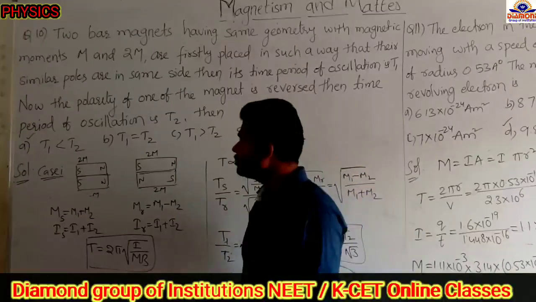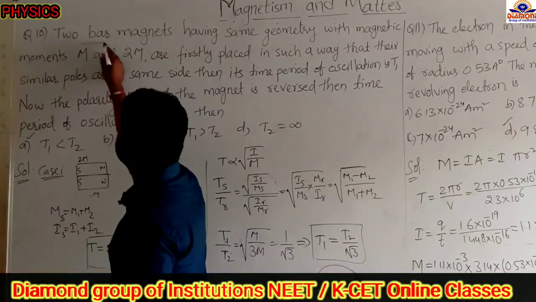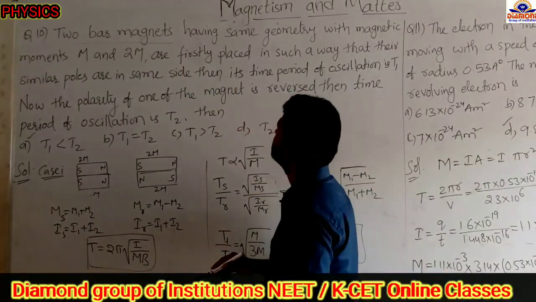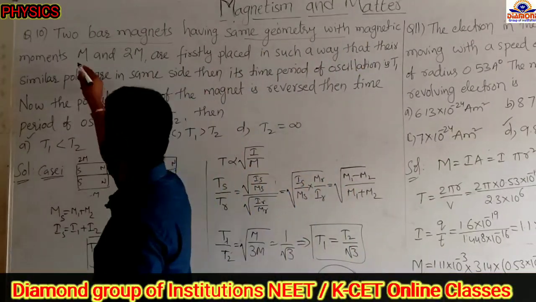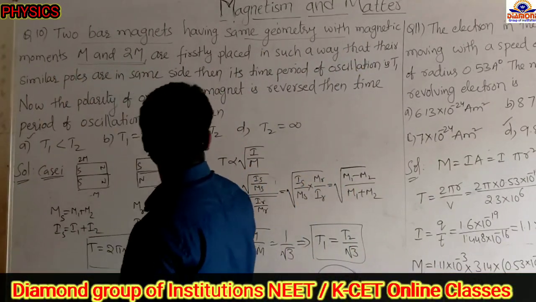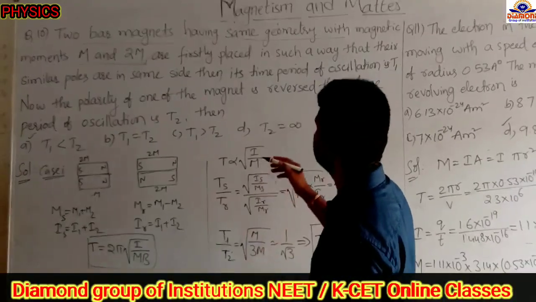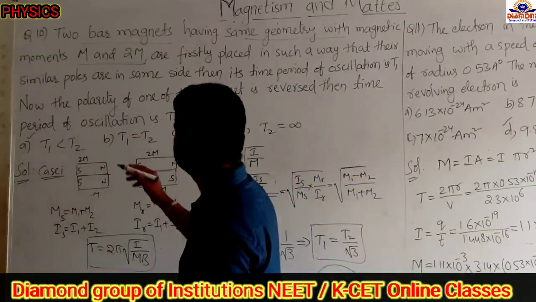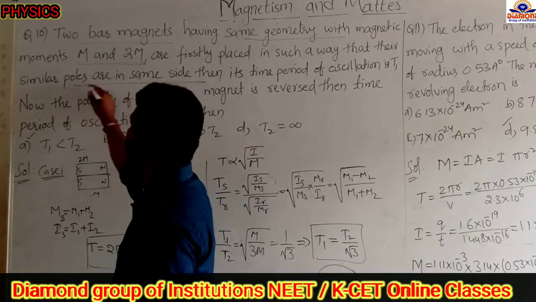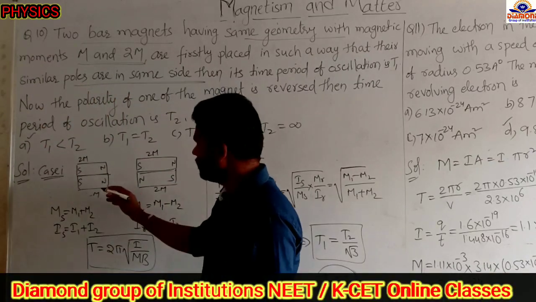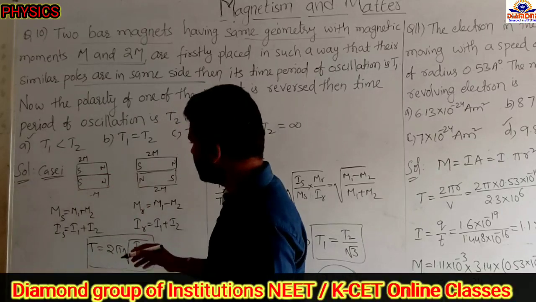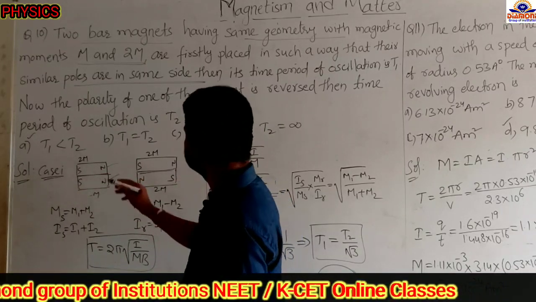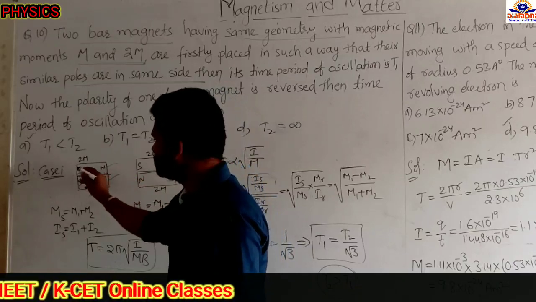Next question, 10th question. Two bar magnets having the same geometric dimensions, with magnetic moments M and 2M, are first placed in such a way that similar poles are on the same side. I have drawn here the first magnet and the second magnet. These are arranged with similar poles on the same side, so north on the same side, south on the same side.